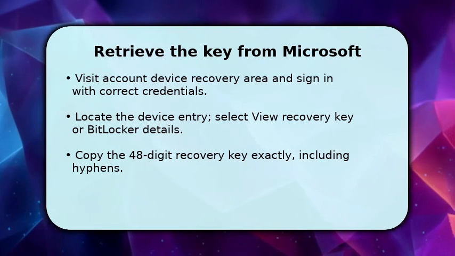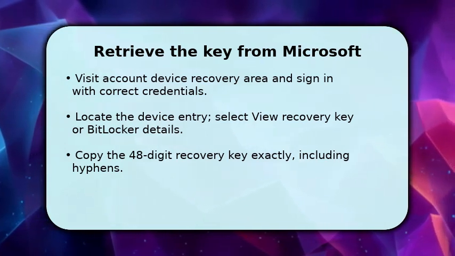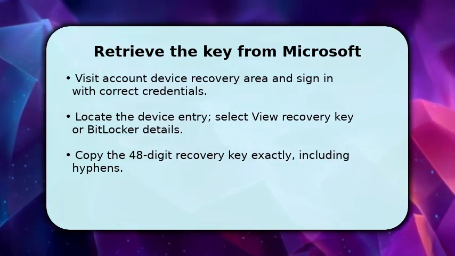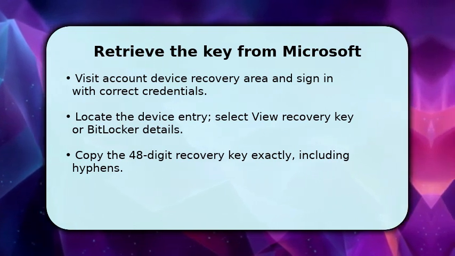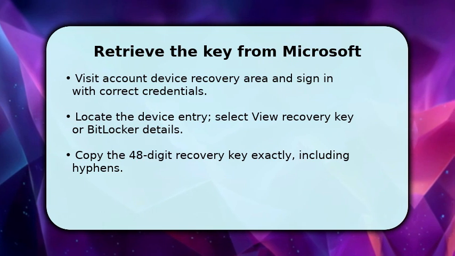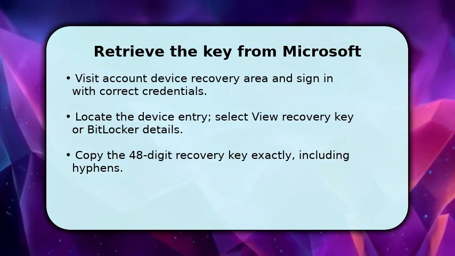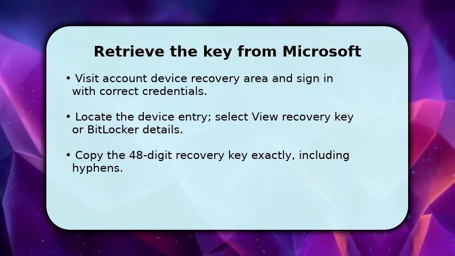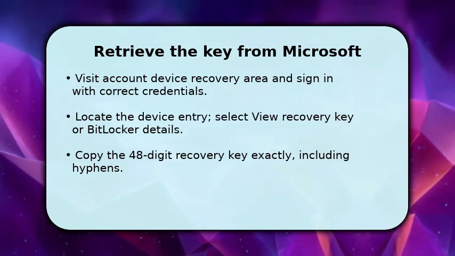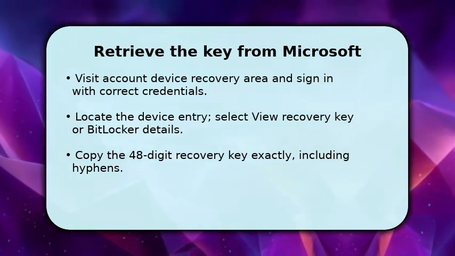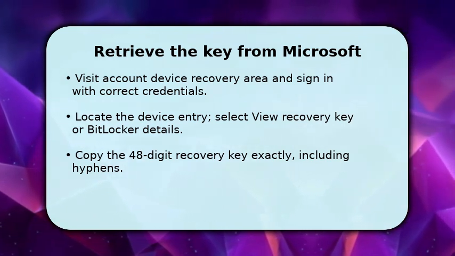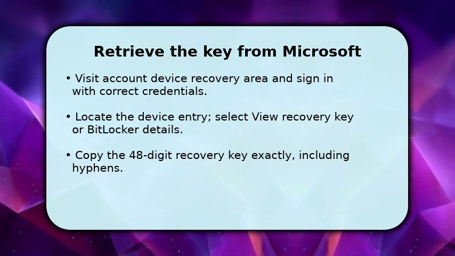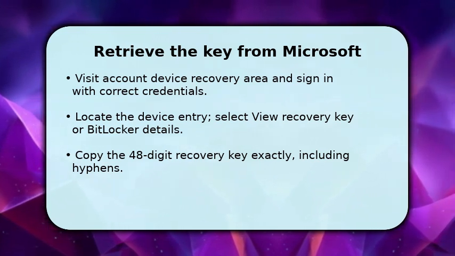Next, open your Microsoft account on the secondary device and go to the Device Recovery or BitLocker Keys section. You must be signed into the same account previously used on the locked machine. Once you find the device name, select View Recovery Key or BitLocker Details. Microsoft lists keys as a 48-digit string. Copy or write down that full number carefully. Hyphens matter for reading, and keep it secure. If you don't see the key, check other accounts you might have used.